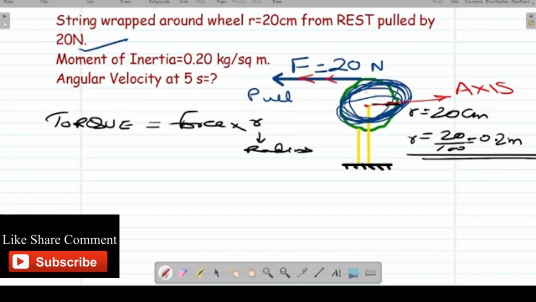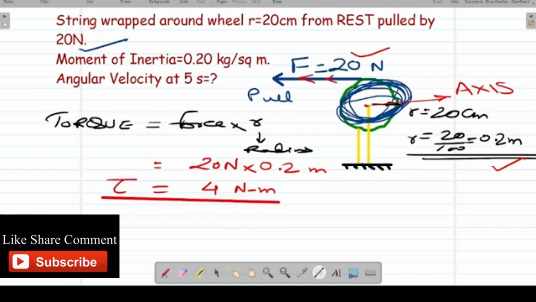Then with a force of 20 Newton, torque will be equal to 20 Newton, this force, into radius equal to 0.2 meter, and the torque will be equal to 4 Newton meter. This is the torque. Now we have calculated the torque.